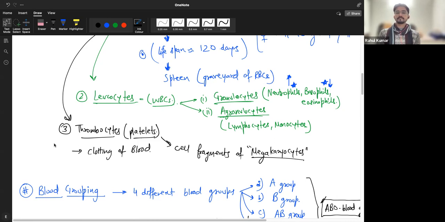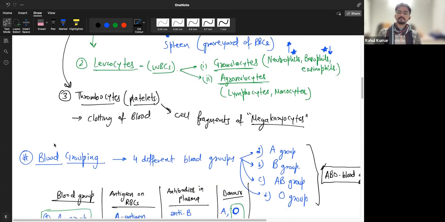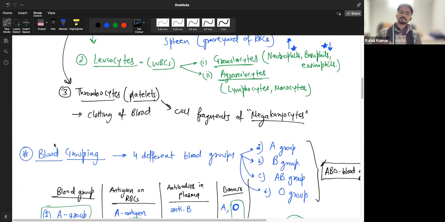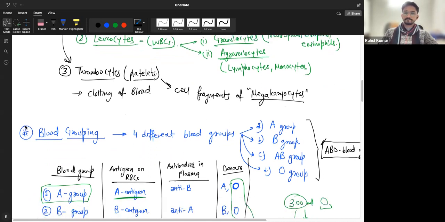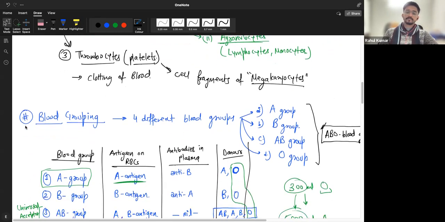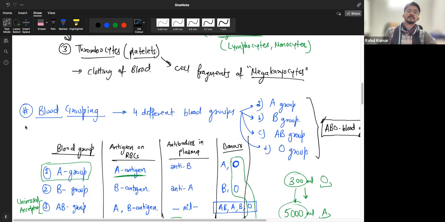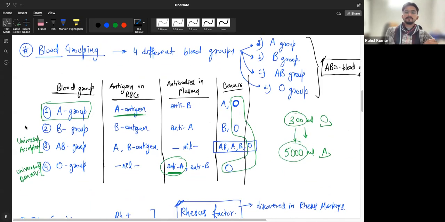Third is thrombocytes or platelets. They are the fragments of a big cell called megakaryocyte that is formed from the bone marrow, and they help in clotting of blood, and they bind together to heal at the site of injury. And in 1 millimeter cube of blood, we have 1.5 lakh to 4.5 lakh platelets. Then blood grouping. According to the ABO blood grouping system, we have 4 different blood groups: A, B, AB, and O.